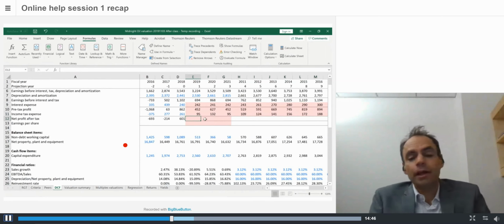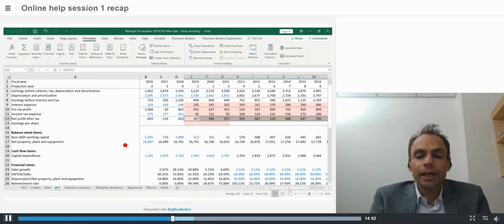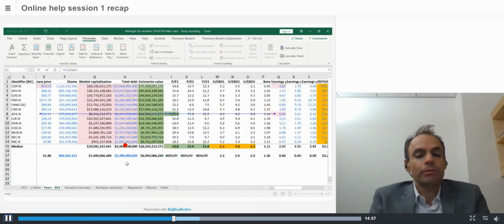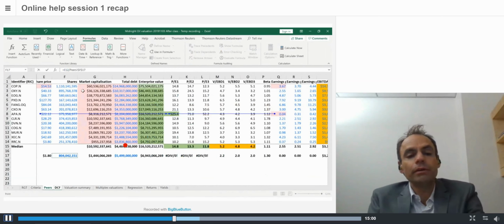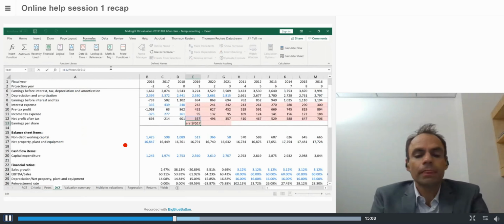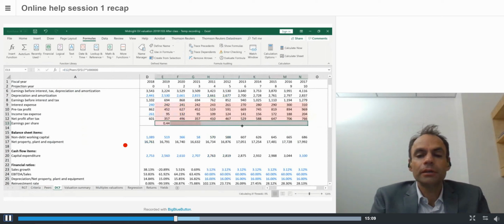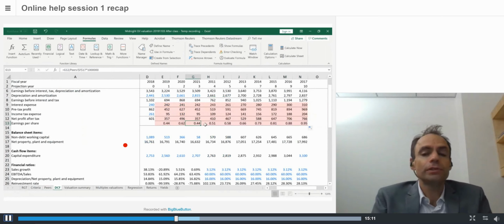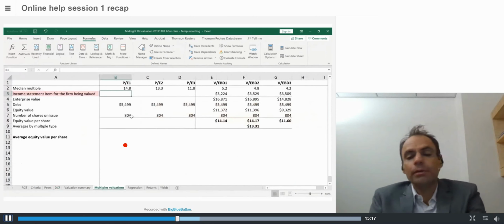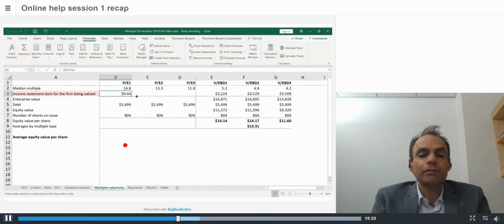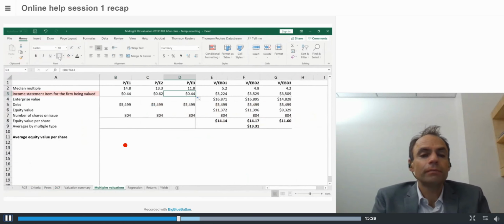To get net profit after tax, we can take pre-tax profit minus income tax expense. And then to estimate earnings per share, we take net profit after tax divided by the number of shares on issue of 804 million from our peers worksheet. And that gives us estimates of 44 cents per share, 62 cents per share, and 44 cents per share over the 3 forecast years. So going to my multiples tab, I'm going to incorporate earnings per share estimates of 44 cents, 62 cents, and 44 cents.